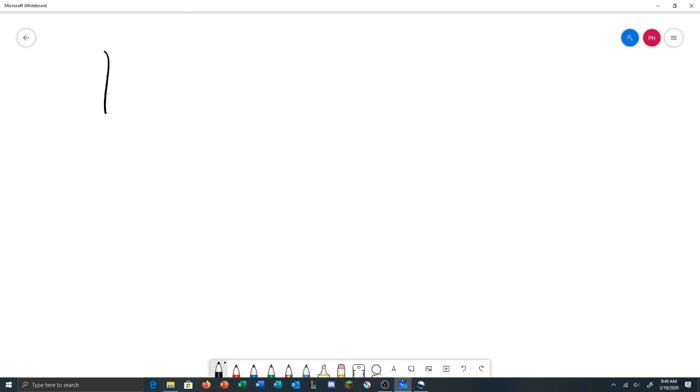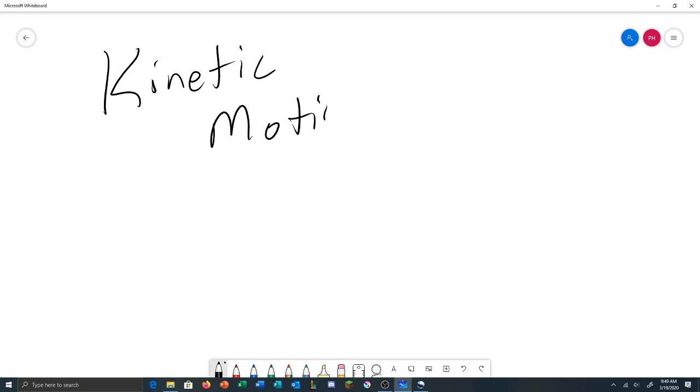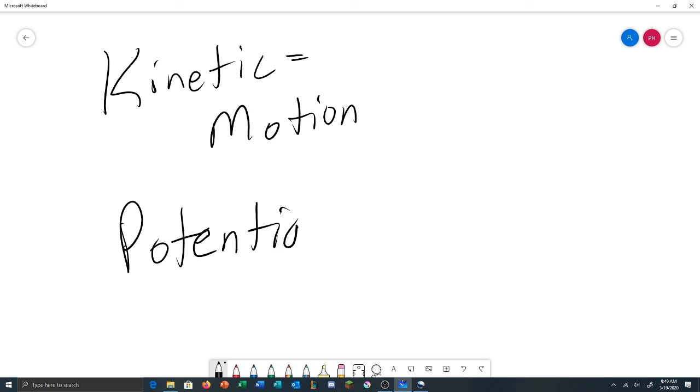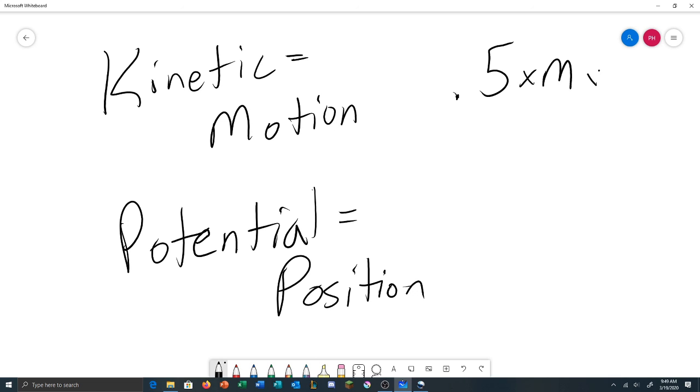So remember, kinetic is moving. It's motion. Potential is position. If you keep that in mind, you will be just fine. Kinetic is your 1/2 times mass times velocity squared. Potential is your mass times your height times gravity, which is always 9.8 on Earth.